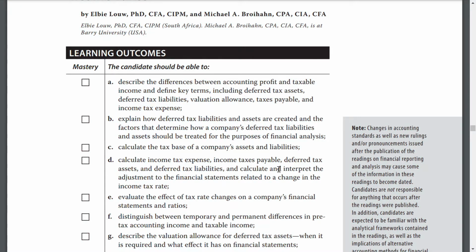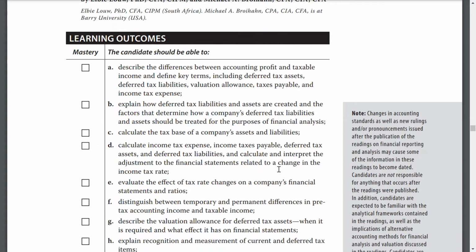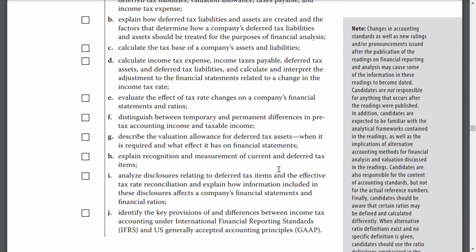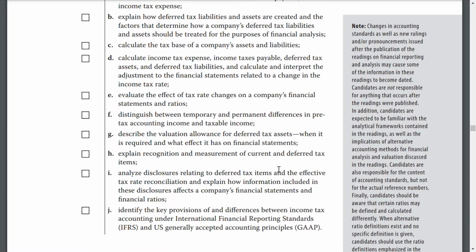Calculate the tax base of a company's assets and liabilities. Calculate income tax expense, income tax payables, deferred tax assets, and deferred tax liabilities, and calculate and interpret the adjustments to the financial statements related to the change in the income tax rate. Evaluate effects of tax rate changes on the company's financial statement and ratios.